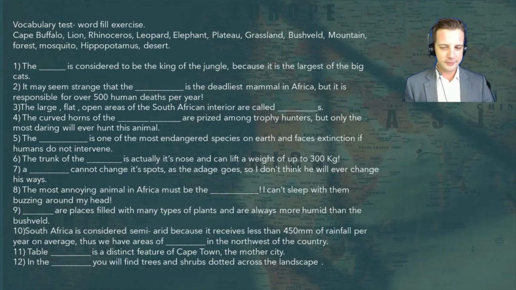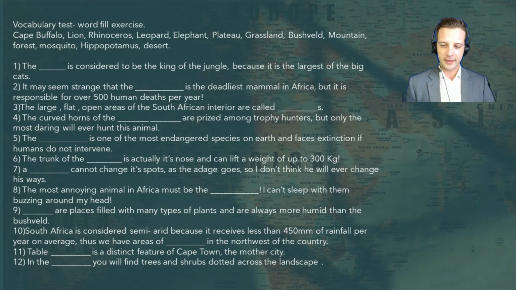Number 9. Something are places filled with many types of plants and are always more humid than the bushveld. Number 10. South Africa is considered semi-arid because it receives less than 450 millimeters of rainfall per year on average. Thus, we have areas of something in the northwest of the country.